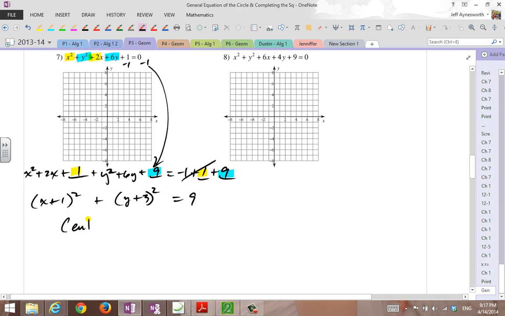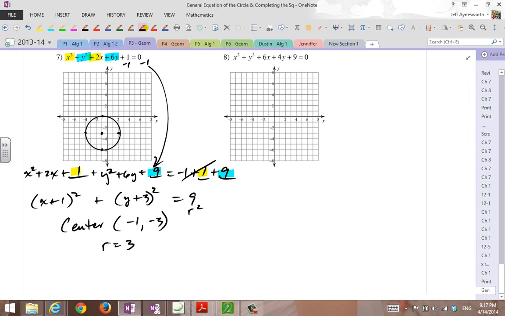So my center is at -1, -3. It's different this time. And my radius, since r squared equals 9, is 3. So I go left 1, down 3 this time, and now my radius is 3, so I go right 3, up 3, left 3, down 3, and graph. It's slightly different than the last one because the coefficients were different. So be careful and do the right thing. I got a radius of 3 right here.